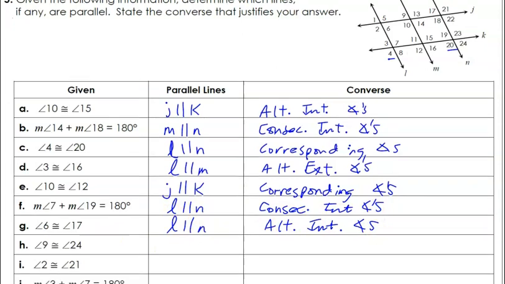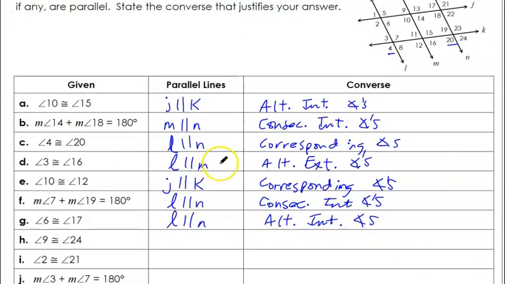All right. Letter H, 9 and 24 are congruent. 9 and 24 are not on the same transversal. Therefore, we can't make any angle pair relationships. So letter H would be an example of one that does not prove that any lines are parallel.